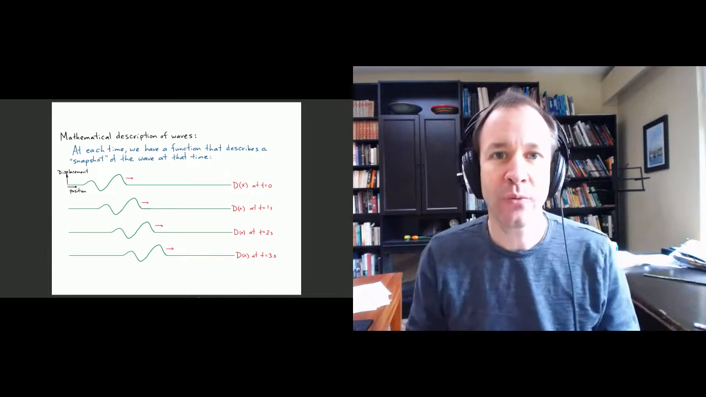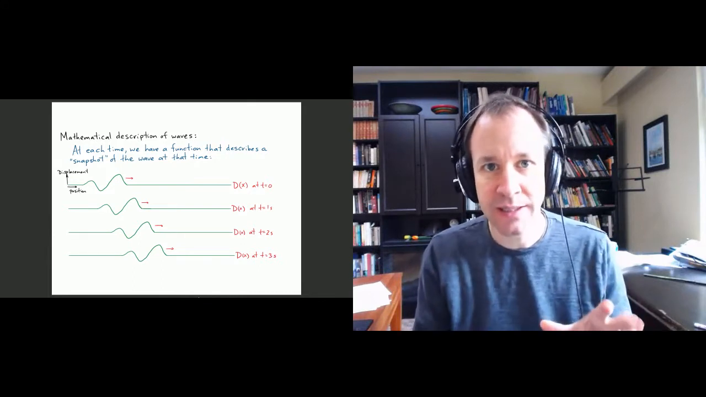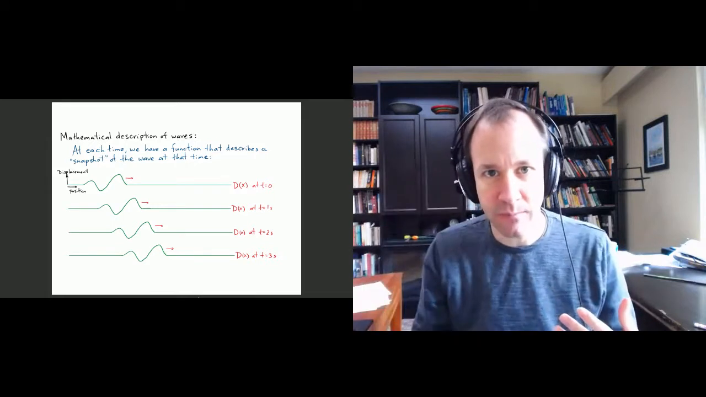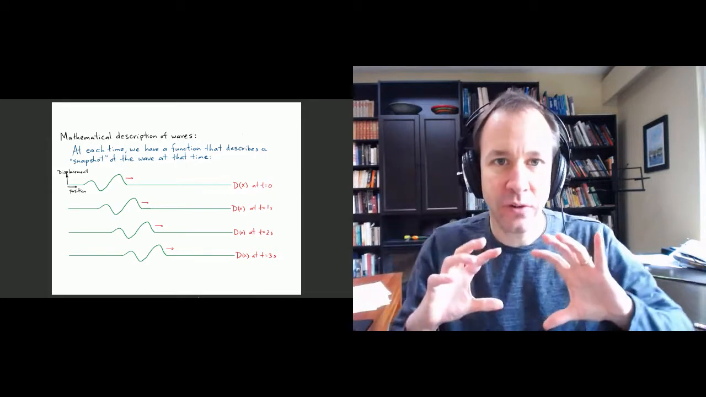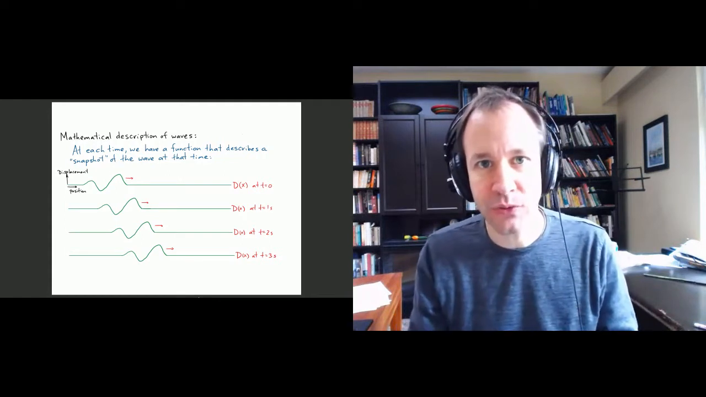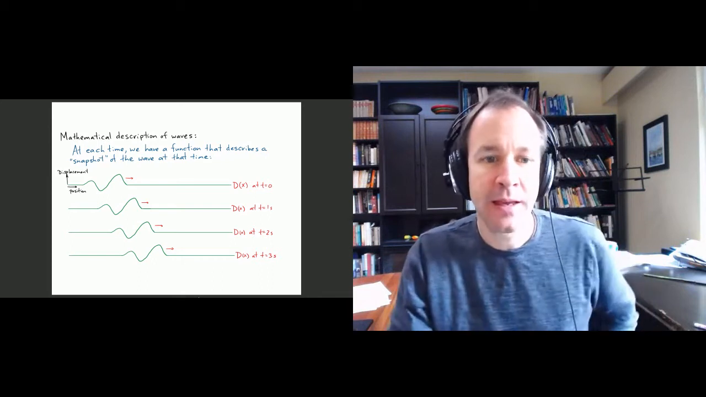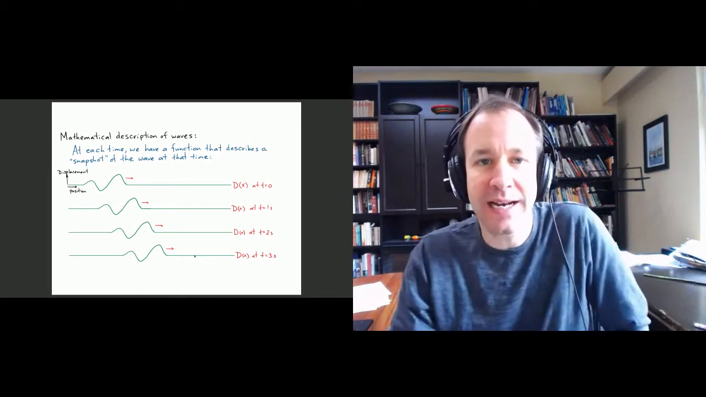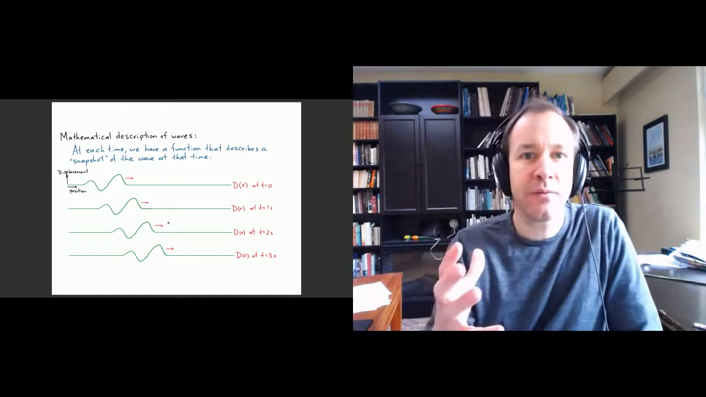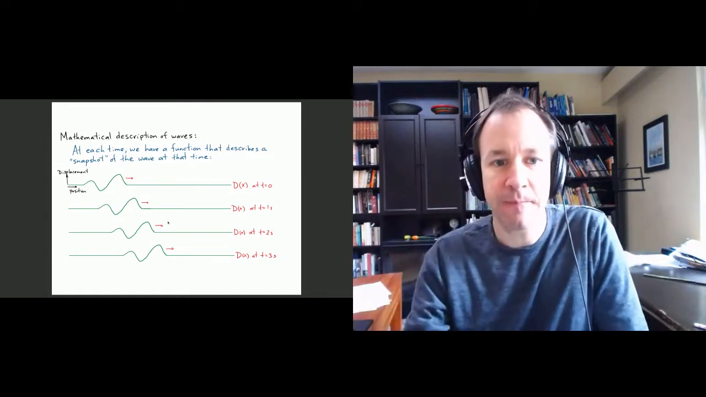So we might want to describe precisely what the string is doing at all of the possible times. And so what we need there turns out to be a function of two variables. One of the variables is position. The other variable is time. So in order to motivate that, I want you to think about how you would describe the shape of the string at one particular time.